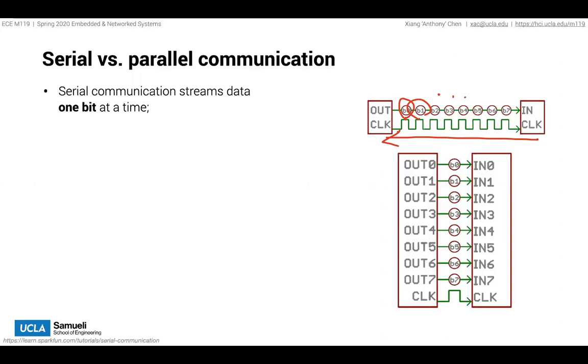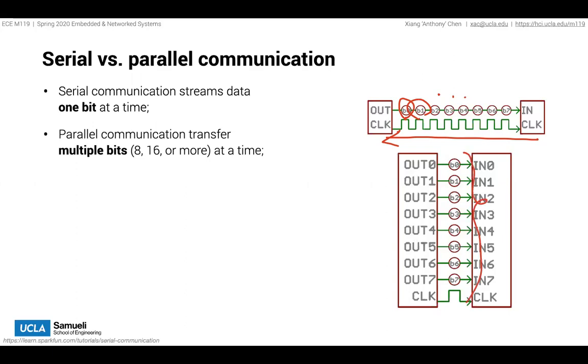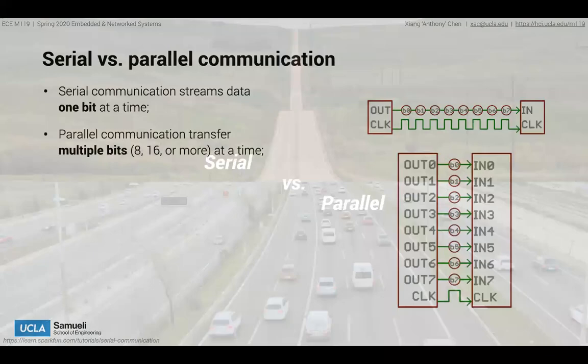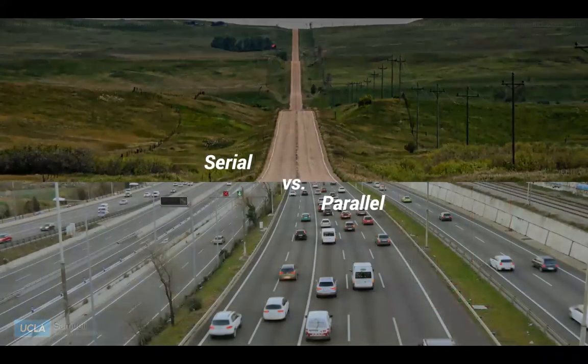And parallel is quite the opposite. You have multiple data lines, and in this case, everything is sent the other way around, from out to in, but all the bits 0 to 7 are sent via multiple lines at the same time. Metaphorically, it's just like choosing whether to drive on a one-lane country road or to build a multi-lane highway.